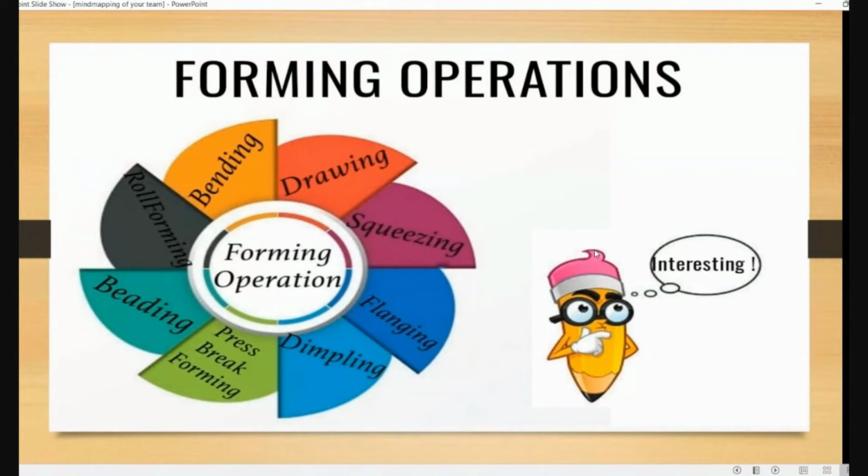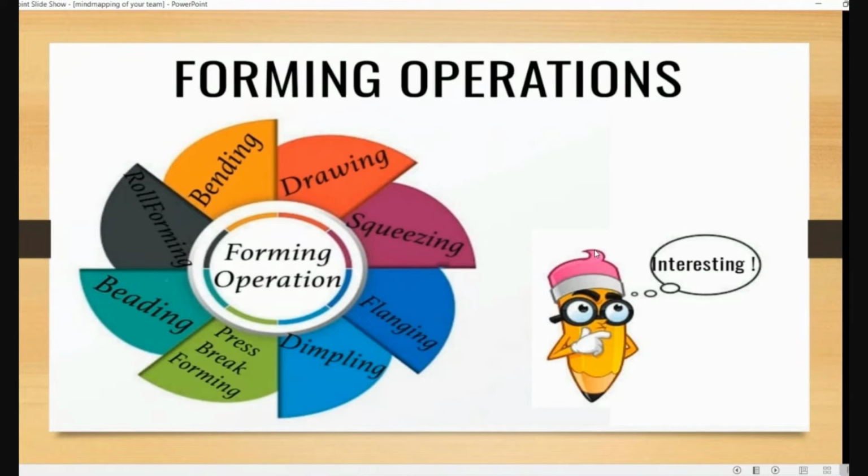So, first of all, bending. In this operation, the material in the form of a flat sheet or strip is uniformly strained around a linear axis which lies in the neutral plane and perpendicular to the lengthwise direction of the sheet or metal. Bending operation also includes V bending, edge bending, roll bending, air bending, flanging, dimpling, press brake forming, beading, roll forming, tube forming, bulging, and stretch forming.